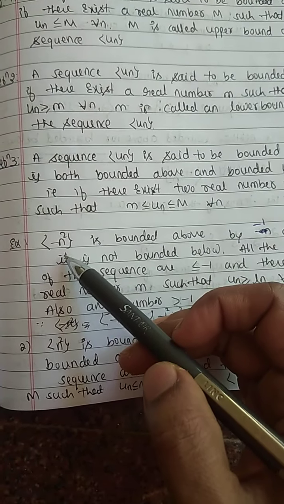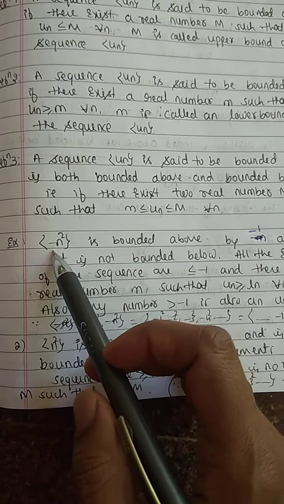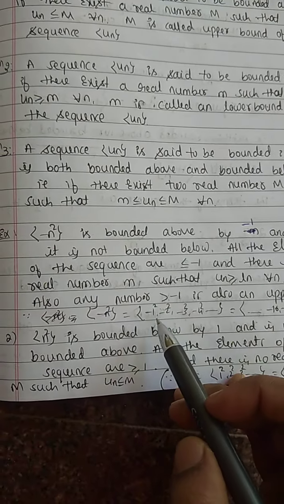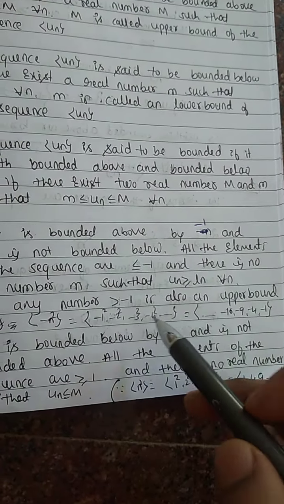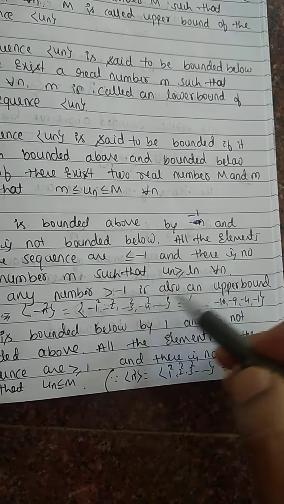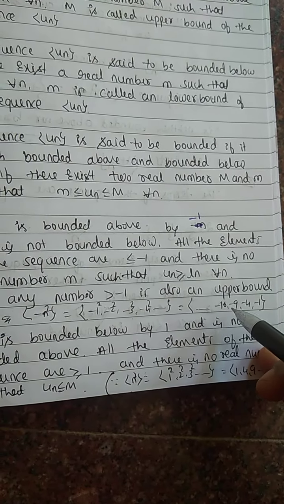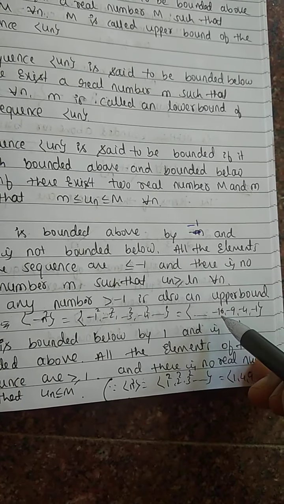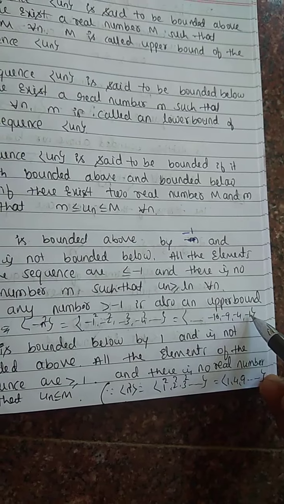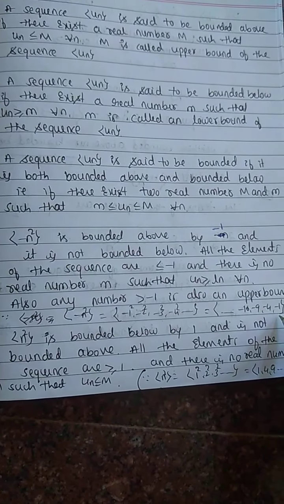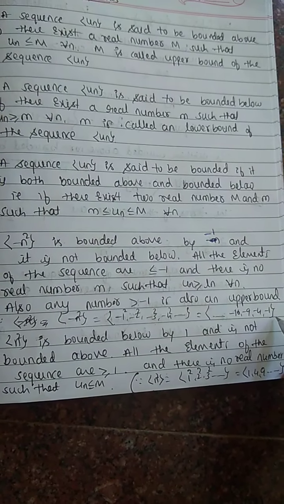Example: the sequence of minus n square is bounded above. First write the sequence: minus 1 square, minus 2 square, minus 3 square, minus 4 square and so on. This is minus 1, minus 4, minus 9, minus 16. Here minus 1 is the largest number, and all the elements of the sequence are less than or equal to minus 1.